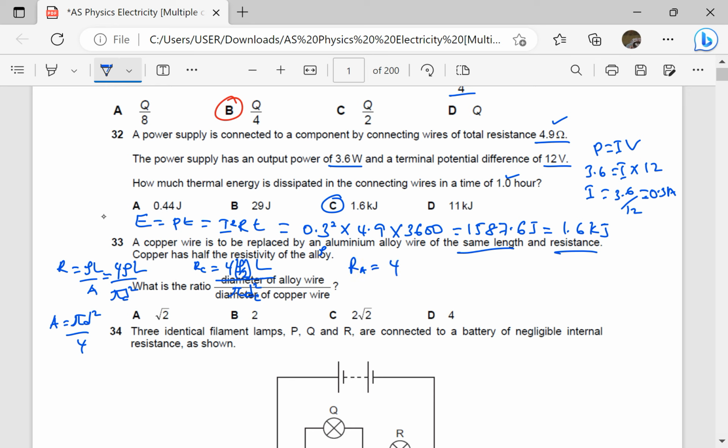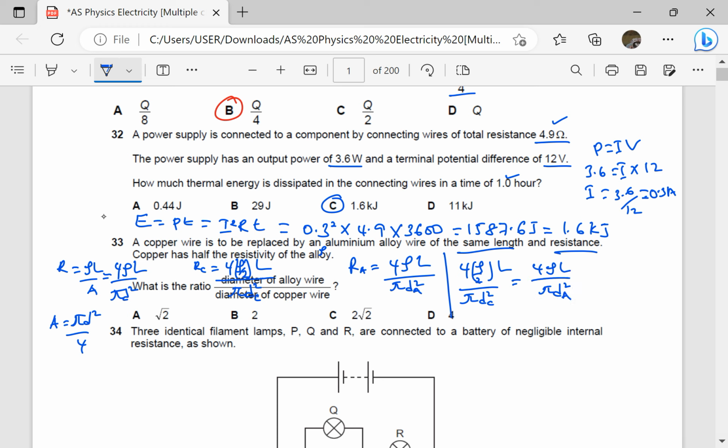It is going to be 4, because the resistivity, I've called it rho, its length is L. The diameter, we don't know, let's call it d of the alloy. So this is going to be pi d alloy squared. Remember, the resistances are the same, so I just equate the two equations. So I'll simply say that 4 rho over 2 times L, the length is the same, divided by pi d of copper squared is going to be equal to 4 rho L over pi d of the alloy squared.